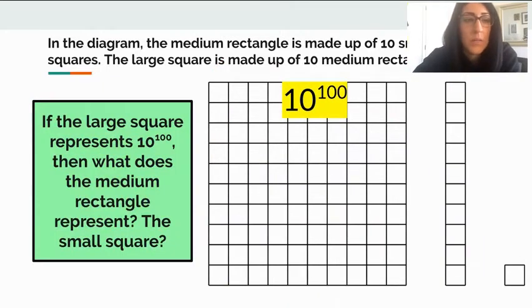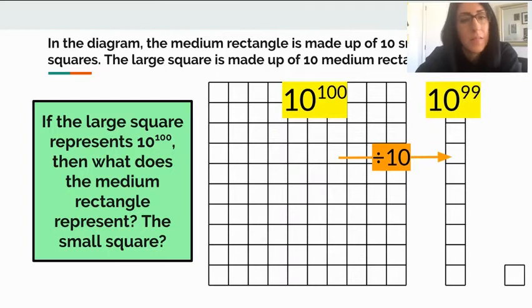In this last one, the large square represents 10 to the 100th power. So what does that mean for the medium and the small square? We're taking something large and breaking it into smaller parts. So we know the whole entire thing represents 10 to the 100th power. We have 10 medium rectangles within that big square. So we have to divide it into 10 parts to get to the medium rectangle. That means it's going to be represented as 10 to the 99th power.